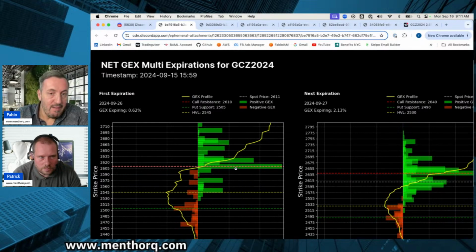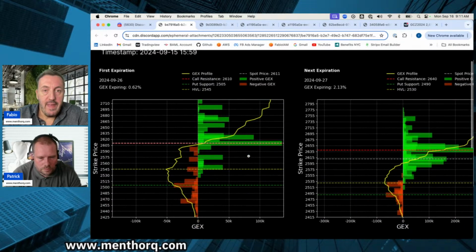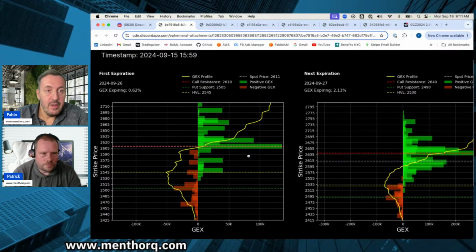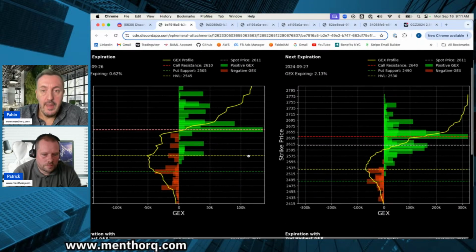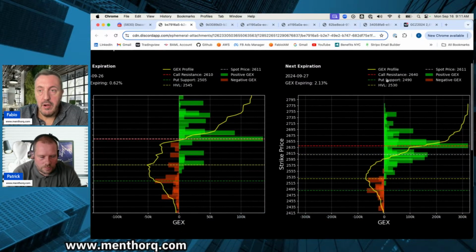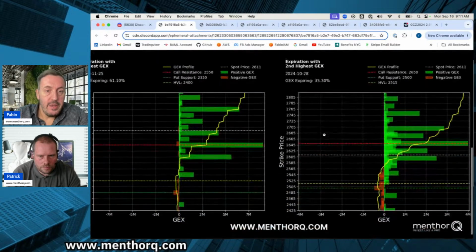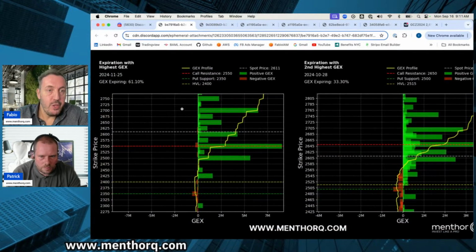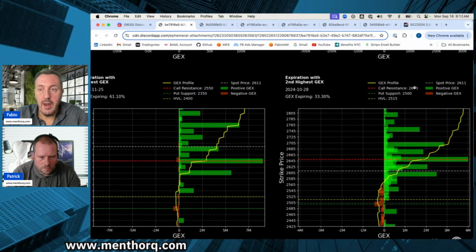We see the levels of 2620 and 2610 for the 0 DTE, then for the next September expiration we have 2640 for September 27. Here we can see further expirations. We have November, where our core resistance is at 2550, and then October, where our core resistance is at 2650.